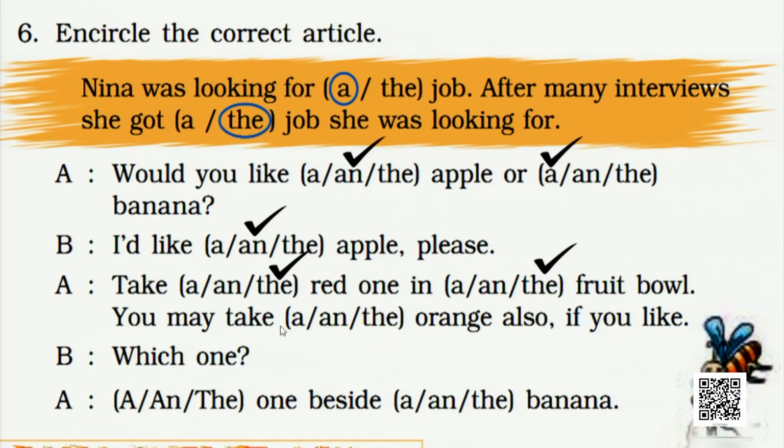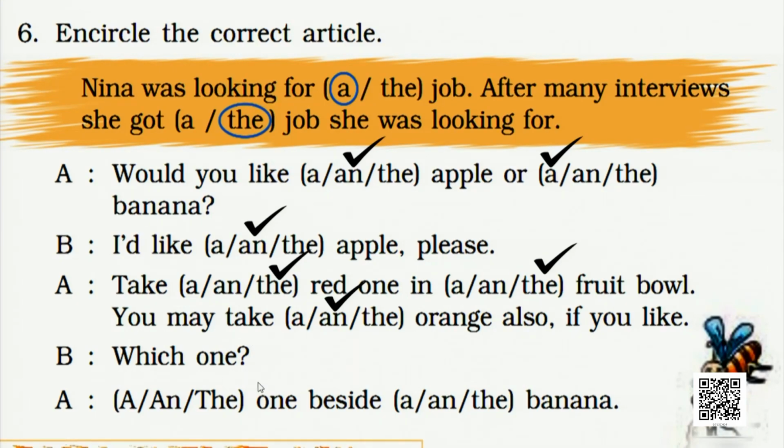So you may take dash orange also if you like. Now orange is being introduced for the first time, and orange starts with O. The sound is O, and it's a vowel sound. So what will we opt for? Yes, it will be an. Good. So you may take an orange also if you like.